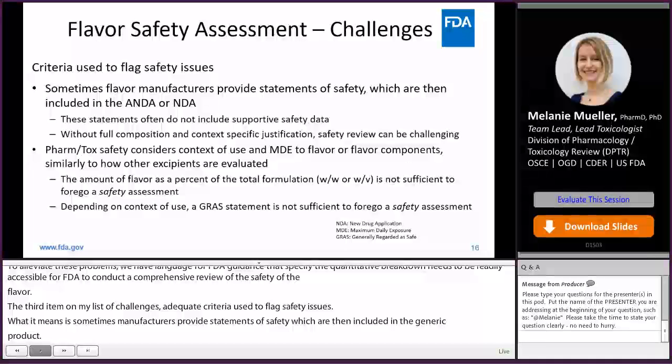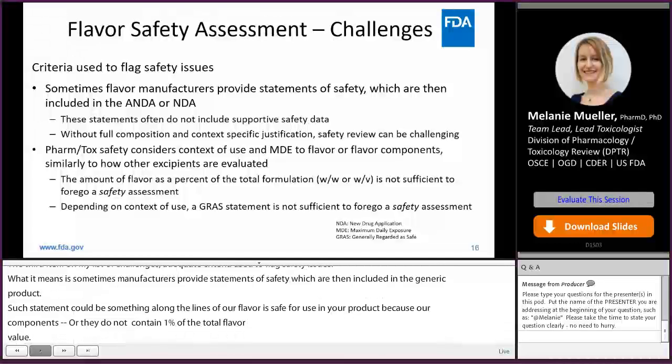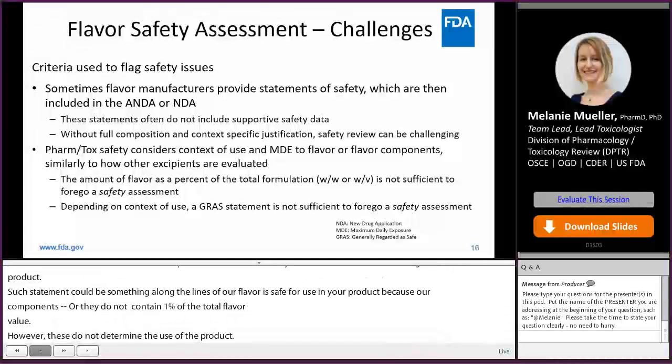However, these approaches do not consider the context of use of a drug product. For example, the maximum daily exposure to a component present at 0.1% in a flavor that, however, is in a drug product with a large maximum daily dose quickly may exceed the safety thresholds we apply during our reviews.